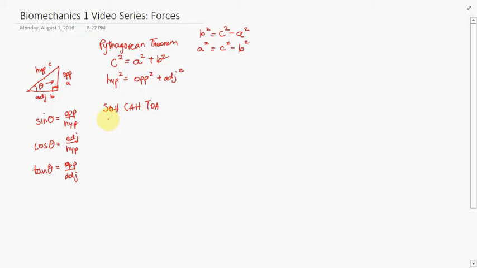You guys might have seen this somewhere before. In essence, it's saying that sine is equal to the opposite divided by the hypotenuse, cosine is equal to the adjacent divided by the hypotenuse, and tan is equal to the opposite divided by the adjacent. So that's probably the easiest way to try and remember which of these ratios are divided by what.